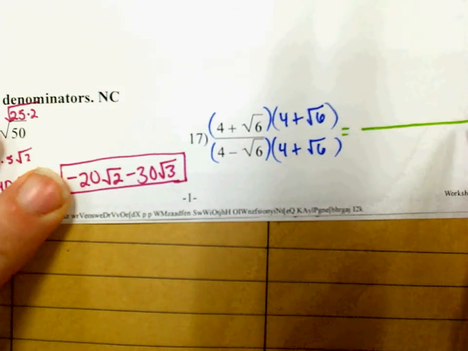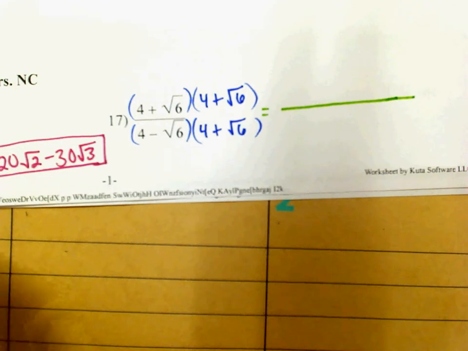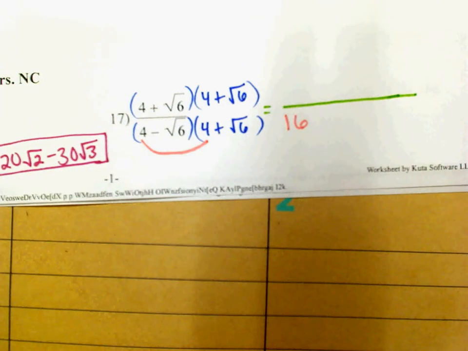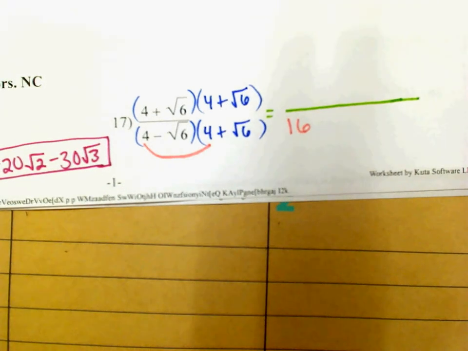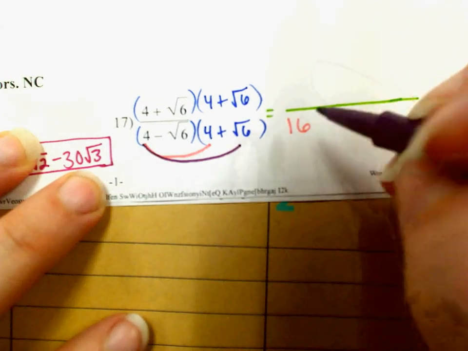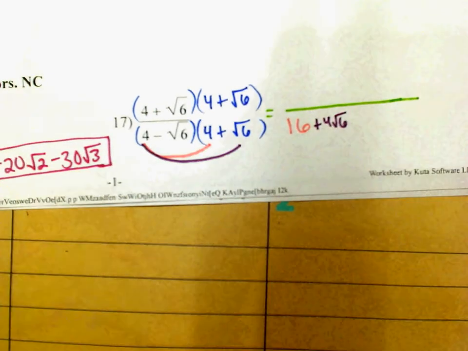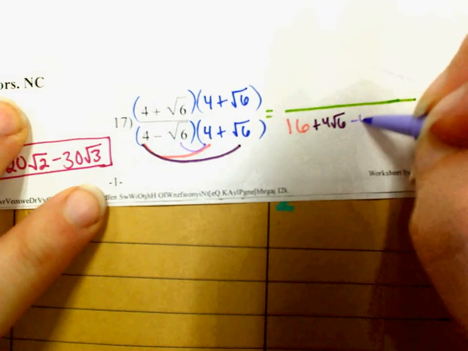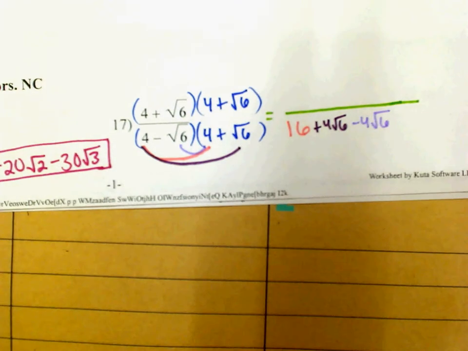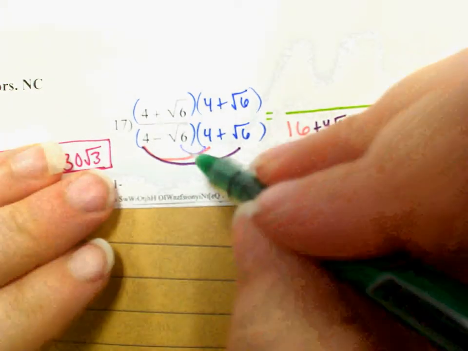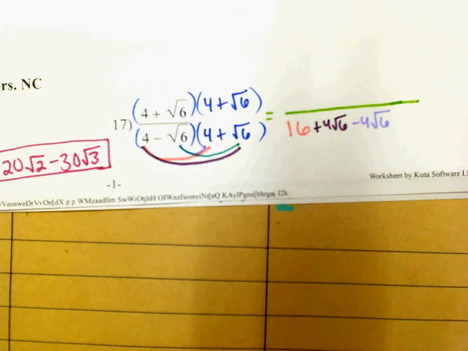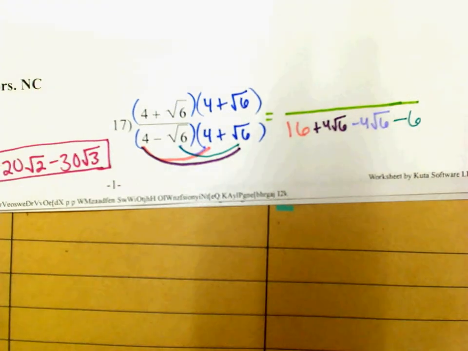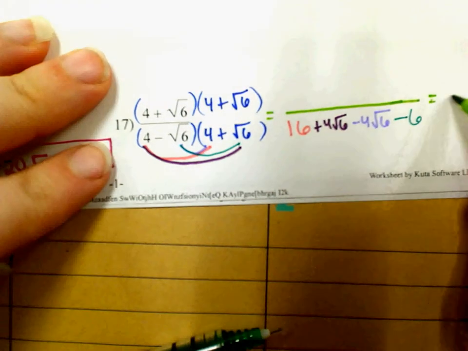Four times 4 is 16. Now, if you know the shortcut when multiplying conjugates, you don't have to worry about working it all out. I'm going to go ahead and do that, though. 4 times the square root of 6 is 4 square roots of 6. Negative square root of 6 times 4 is just negative 4 square roots of 6. And negative square root of 6 times positive square root of 6 is just negative 6. You can think of it as negative square root of 36, but that is just negative 6. Which means my denominator simplifies down to 10 because the middle terms will cancel out and 16 minus 6 is 10.